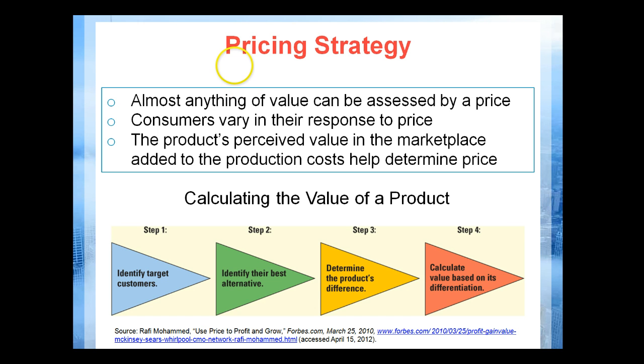The pricing strategy: anything of value can be assessed by a price. Consumers are going to vary in their response, again depending on what the product is. The perceived value, again subjective, is something you have to consider. So once you're at the point where you have to price this particular item, you're going to have to look at a lot of variables. And this is going to be a good idea of how you can follow the steps to calculate, in a reasonable way, the value that you believe a product has.